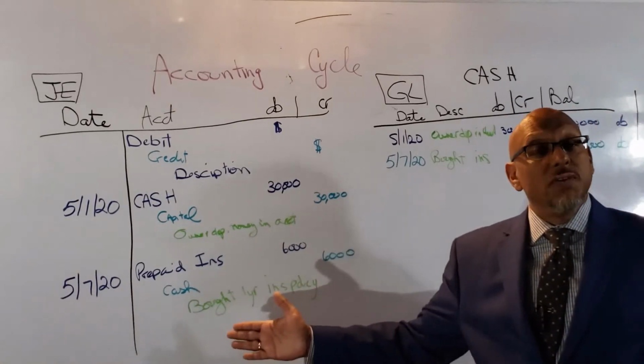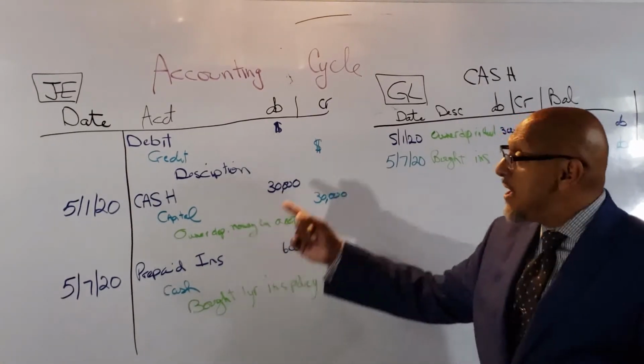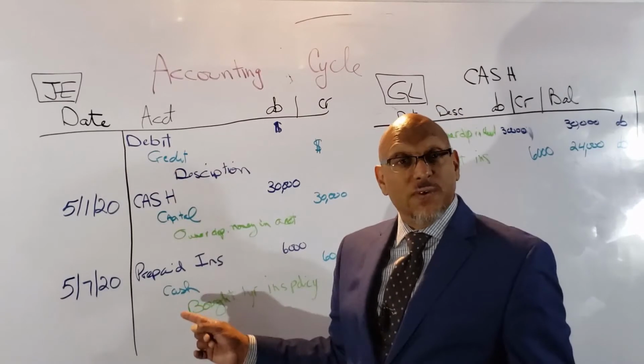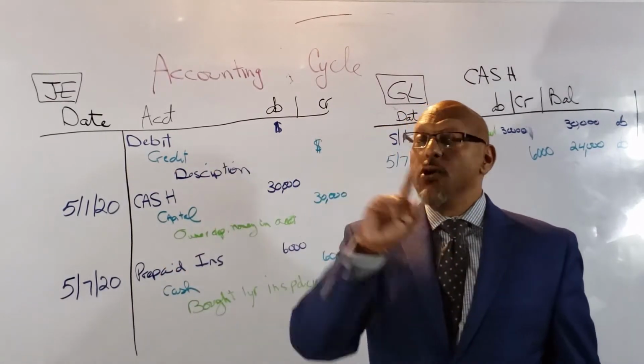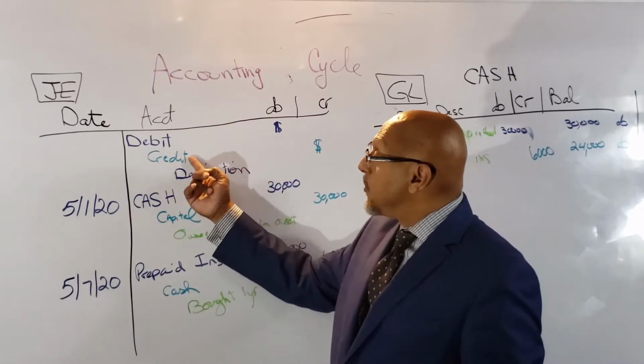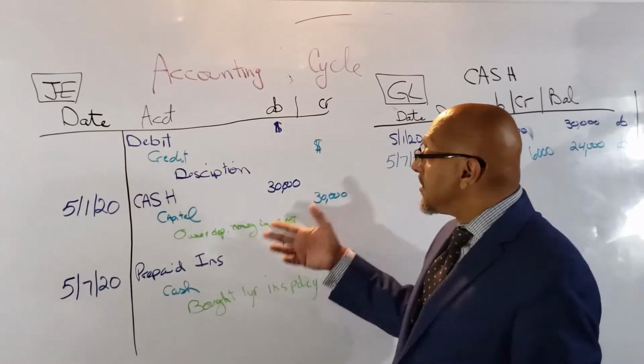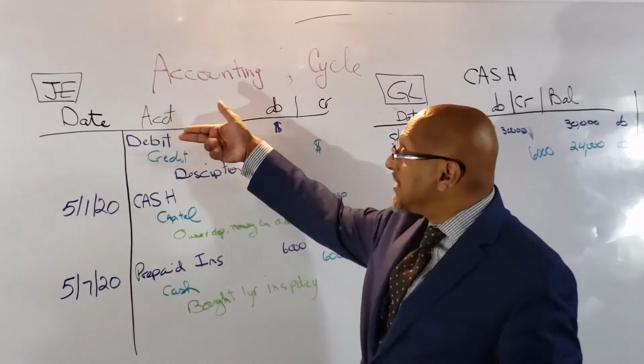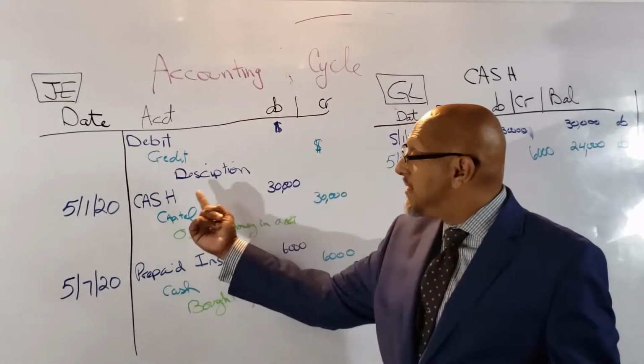It's very important that you understand how this works. Always put the debits first and keep them together. If there's more than one account that's being debited, they both go together. If there's more than one credit account, then they both sit together. But it must be debits first and credits second, then description.